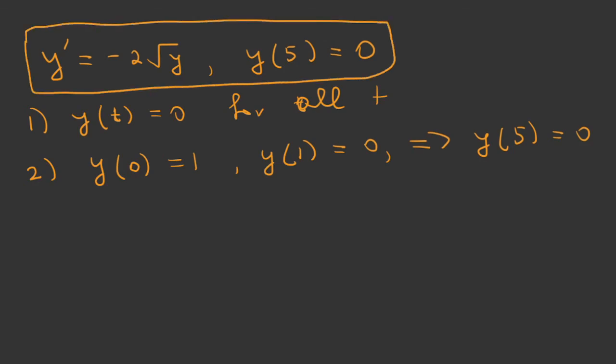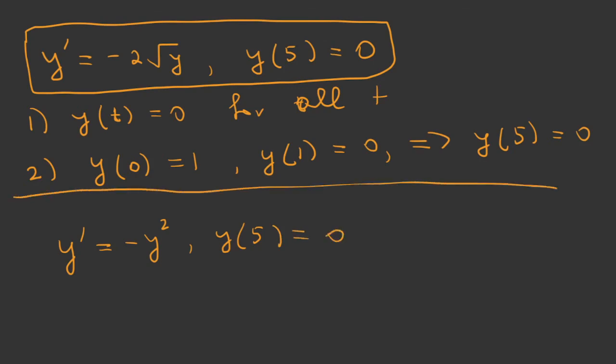But that is no longer the case for the second differential equation, y prime equals negative y squared. Suppose we look at the exact same initial condition for this second differential equation. Well, this time, the only solution for this initial value problem is the constant solution, y equals 0 for all t.